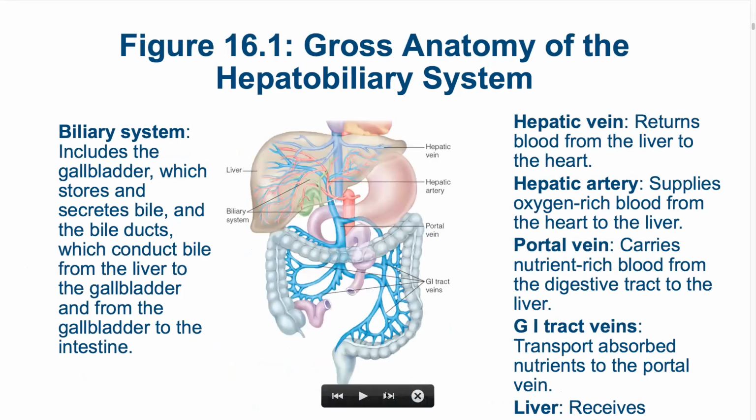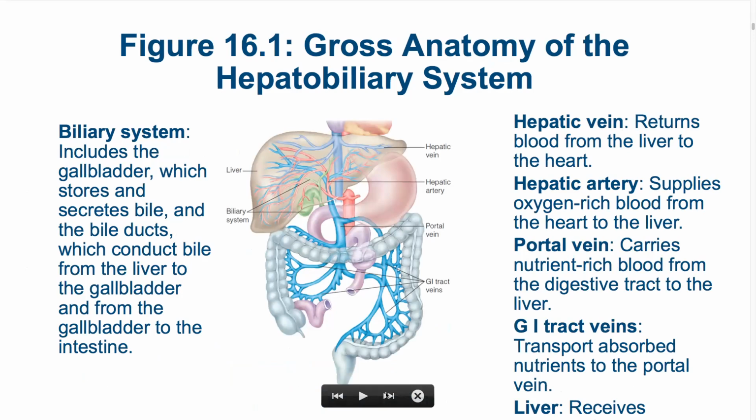Figure 16.1 is the gross anatomy of the hepatobiliary system. It shows the biliary system, which includes your gallbladder, which stores and secretes bile, and the bile ducts, which conduct bile from the liver to the gallbladder and from the gallbladder to the intestines. Hepatic vein returns blood from the liver to the heart. Hepatic artery supplies oxygen-rich blood from the heart to the liver. Your portal vein carries nutrient-rich blood from the digestive tract to the liver.